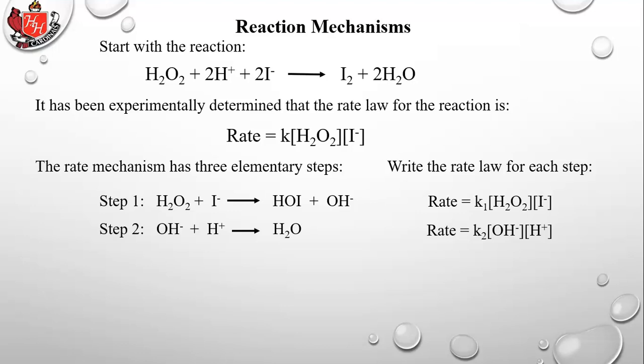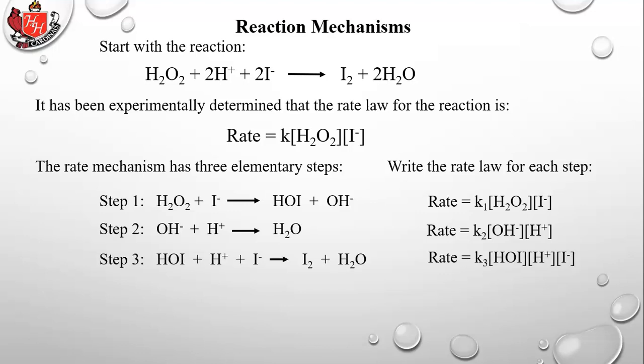Now we go on to step 3, and we take the HOI from step 1, plus another one of the H+ ions, plus another one of the I- ions, and we produce a final product, I2 plus H2O. So just like in Hess's law, you're going to add the H2Os on the right side of the arrows in steps 2 and 3 to get 2H2O. That would be your final product in the overall reaction.